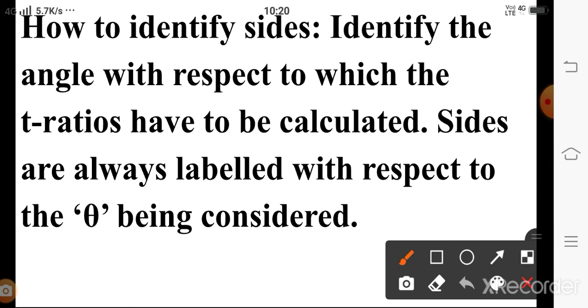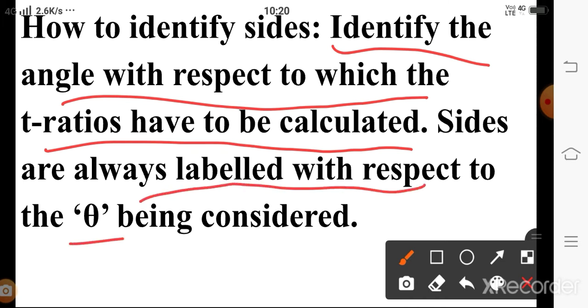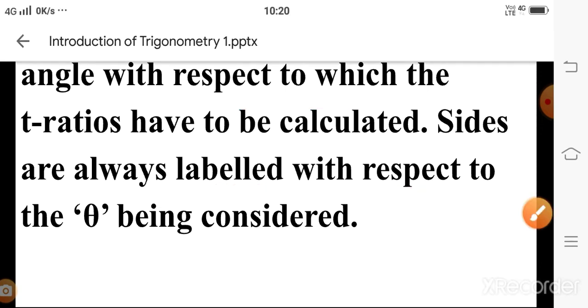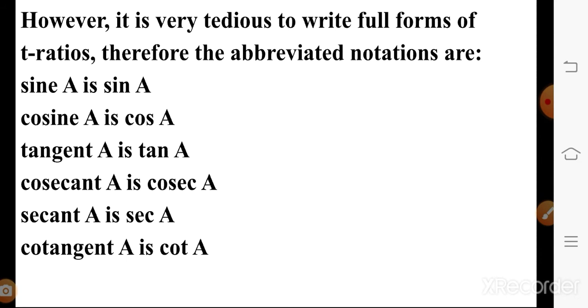And how to identify sides? Identify the angle with respect to which the trigonometric ratios have to be calculated, and the ratios have to be calculated on the basis of the acute angle only, not on the right angle. Then sides are always labeled with respect to the angle theta which we are considering. We consider the angle as theta, and on the basis of that angle we are able to define which side is perpendicular and which one is base.